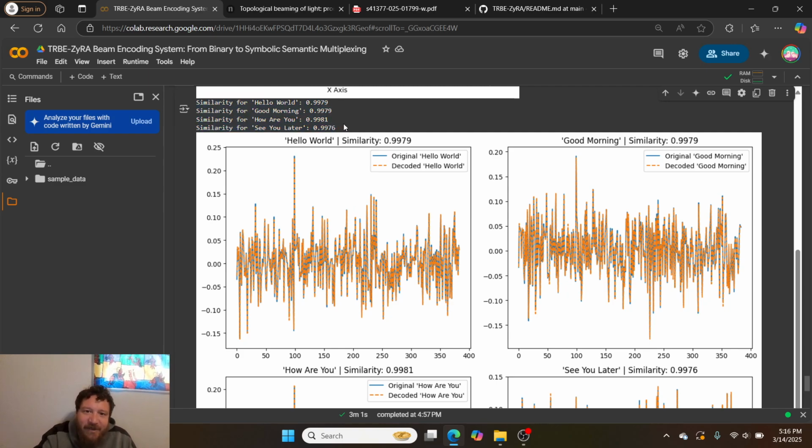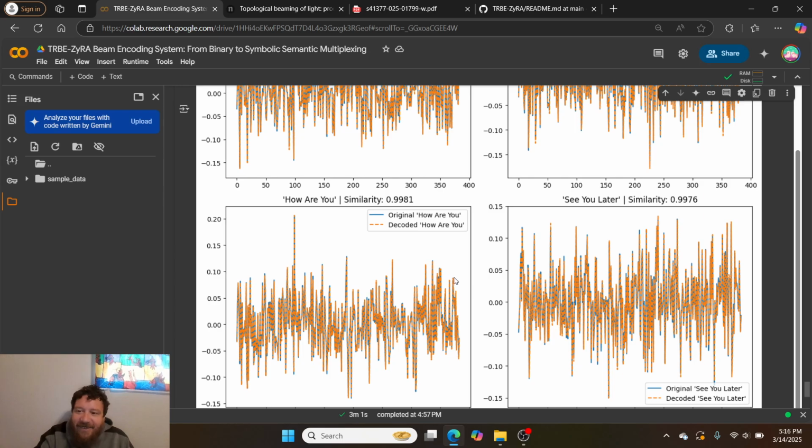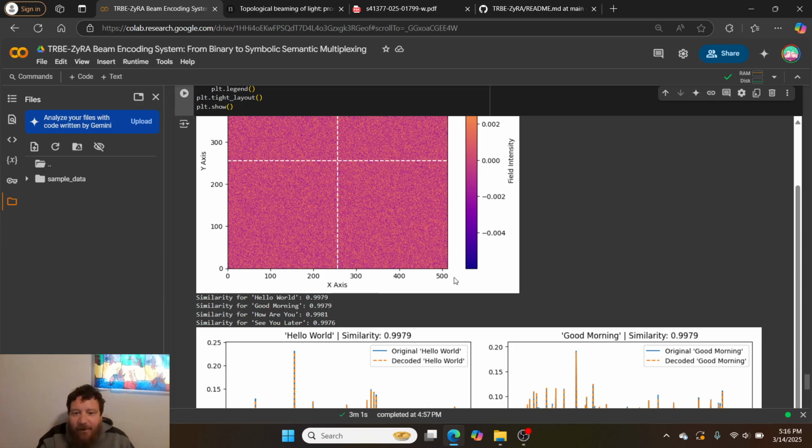By doing these beef ups, I get to a better result than I can with the split beam. So 99.79, 99.79, 99.81, and 99.76, which is higher than 99.5 and 99.55. So pretty good here, and you can see there's less blue sticking out on these. That's kind of where this ends up. So here it is, full embedding and encoding into light.